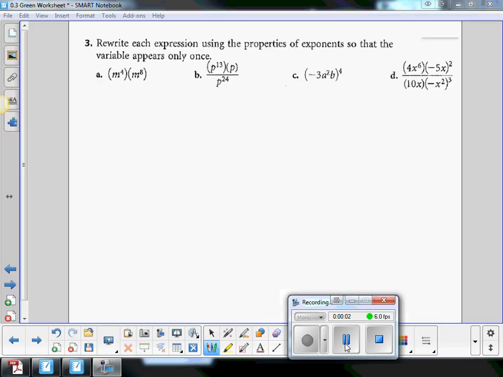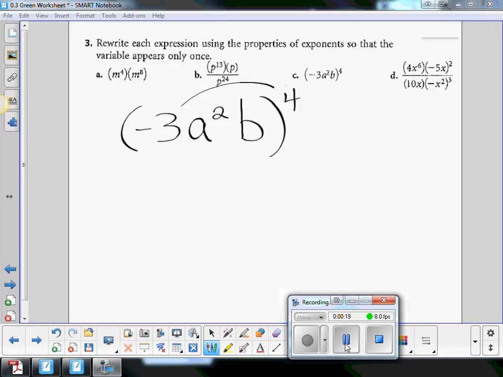All right, we are on 0.3, the green worksheet. We're going over problem C, and they want you to take the quantity -3a squared b and take the whole thing to the fourth power. So the first thing I'm going to do in this problem is just pass out that fourth power to every factor that's in the parentheses.